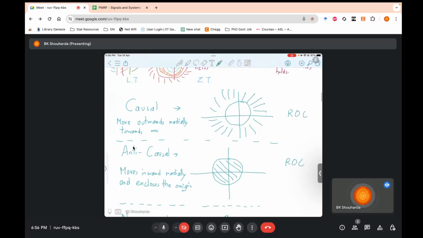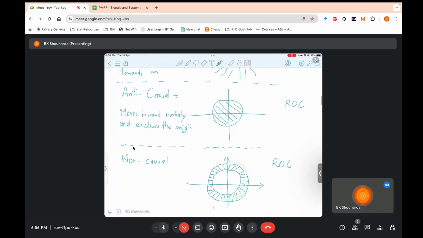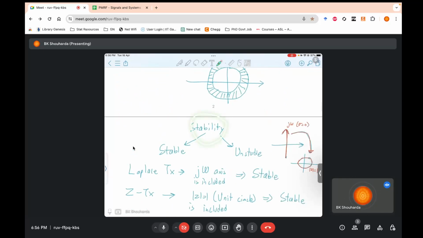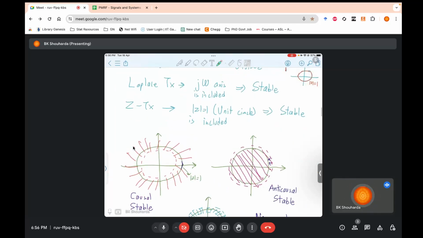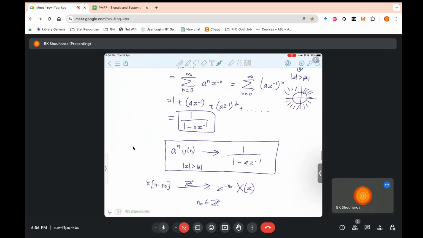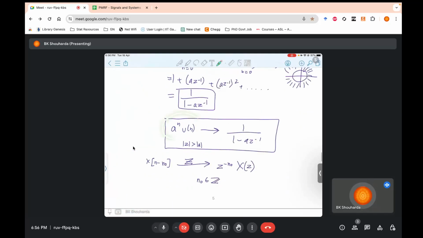If it's causal, it extends radially outward. If it's anti-causal, it converges towards the origin. If it's non-causal, then it will be an annular ring kind of structure. For stability, it must include the mod z equal to 1 circle, just like we had the j omega axis for the Laplace transform. These were some examples that we saw yesterday, and a to the power n u[n] is an important signal and its corresponding z transform.